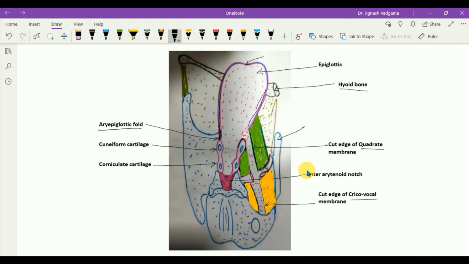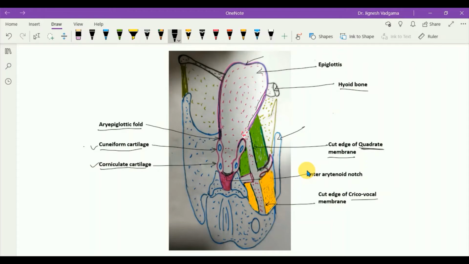Along with the two cartilages, the cuneiform cartilage and the corniculate cartilage, there is also one quadrate membrane within the aryepiglottic fold. And posteriorly, this laryngeal inlet is bounded by a mucous fold, which lies between the two arytenoid cartilages, and this is the interarytenoid mucous fold. So these are the boundaries of the laryngeal inlet.